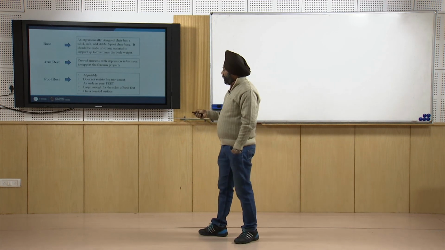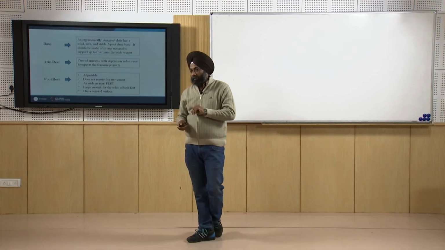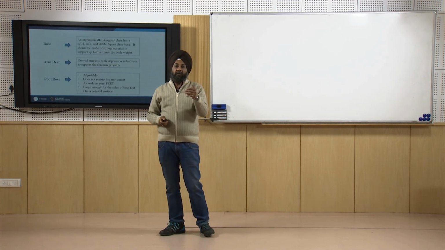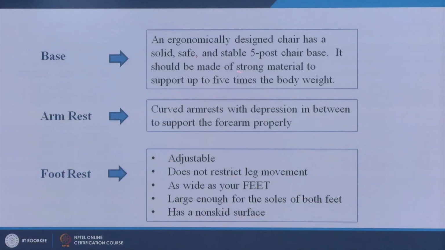Now this is just giving a brief glimpse of the ergonomic things that we should keep in mind while designing the individual components of the chair. For the base, an ergonomically designed chair has a solid, safe and stable 5-post chair base. It should be made of strong material to support up to 5 times the body weight. So one guideline is 5 times the body weight. If we take 60 kg as the average weight, multiplied by 5, maybe 300 kg, it should easily support. It should be solid, safe, and 5 wheels can be there in the base.